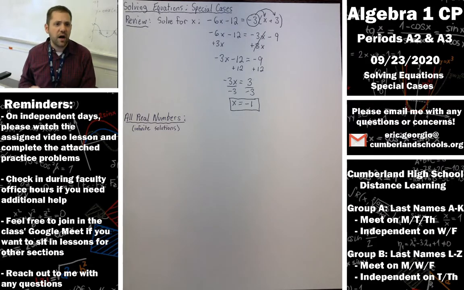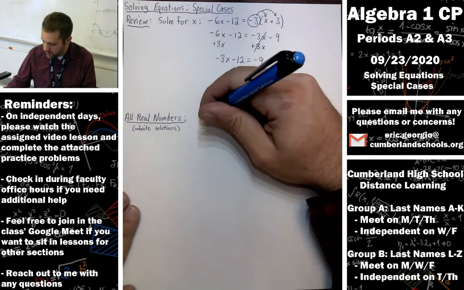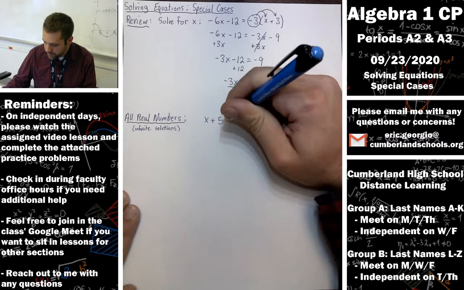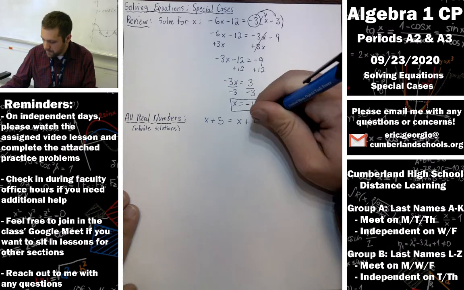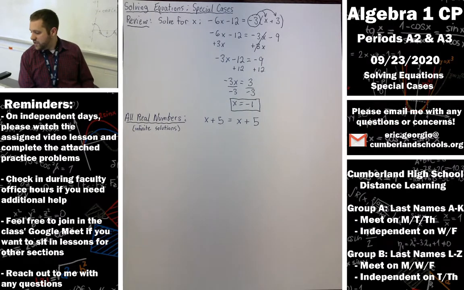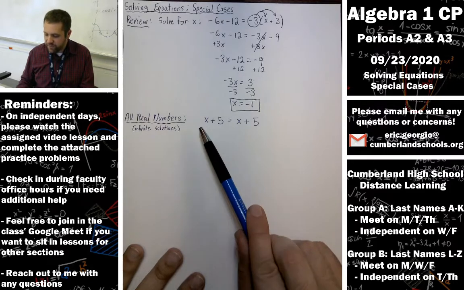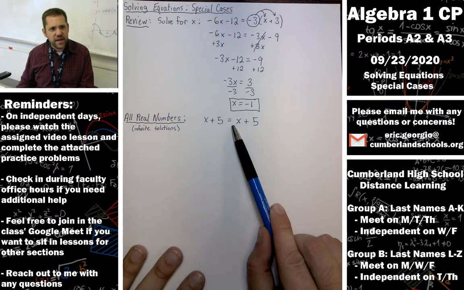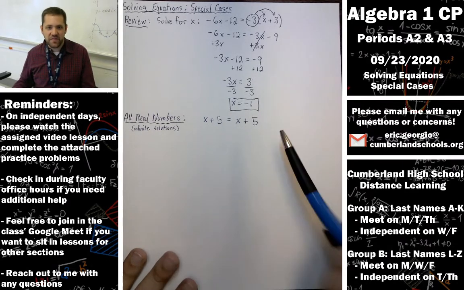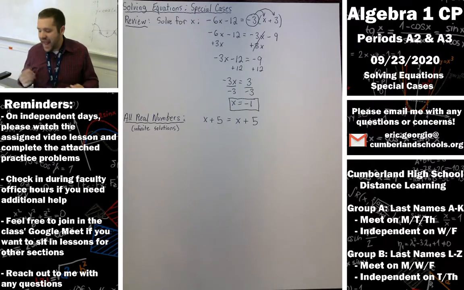Here's an example of a type of equation that would have a solution of all real numbers. Take a look at that equation. What that equation is saying is x plus 5, some number plus 5, is equal to that same number plus 5. Well, if you think about that, won't that be true for any number in the world? Any number in the whole wide world, if you add 5 to it, it will be equal to itself plus 5, right? This is true for anything.